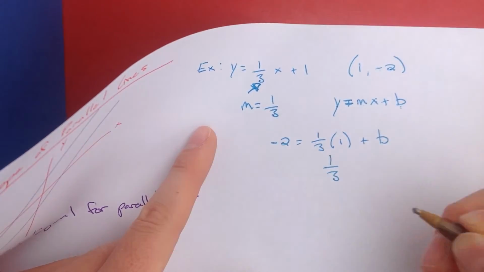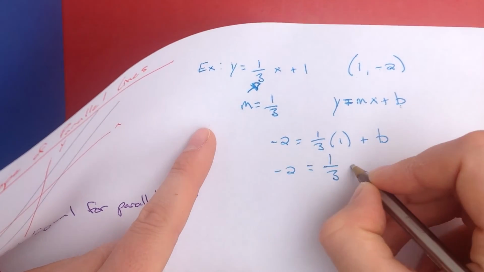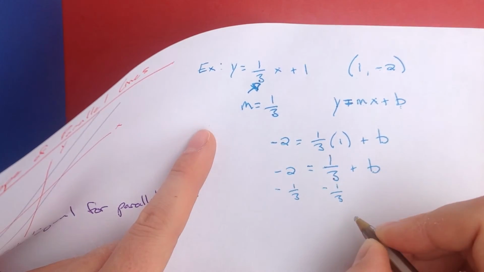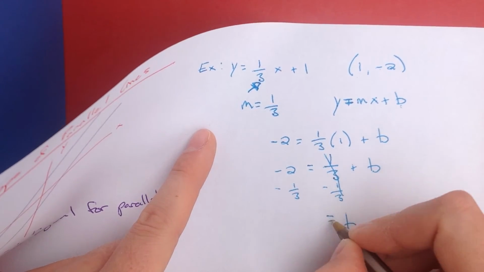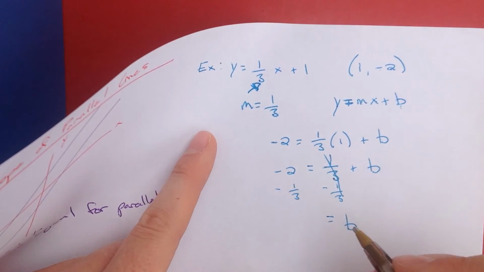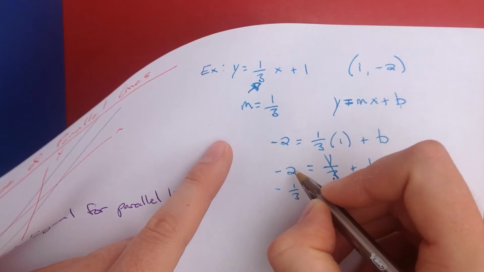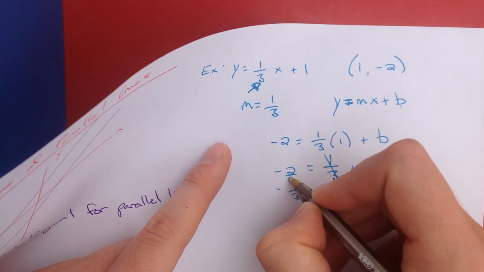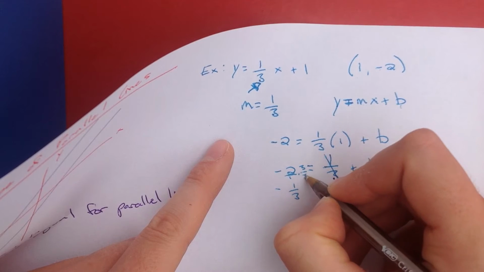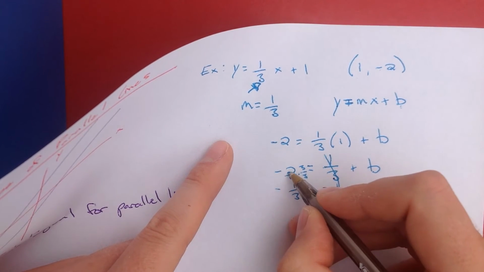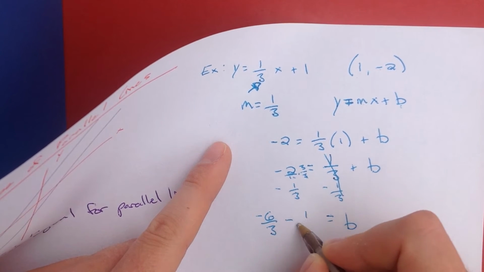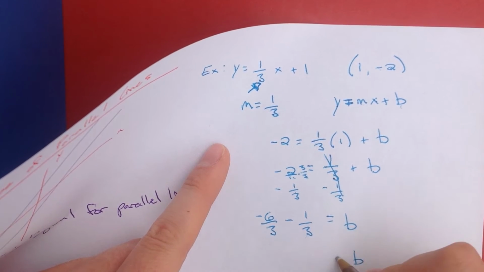Solving out, you get 1/3 plus b, minus 1/3 to both sides. So b equals -2 minus 1/3. Well, to get this to have the same denominators as a fraction, we have to times it by 3/3. So we have -6/3 minus 1/3.